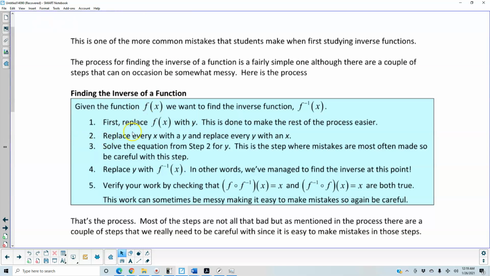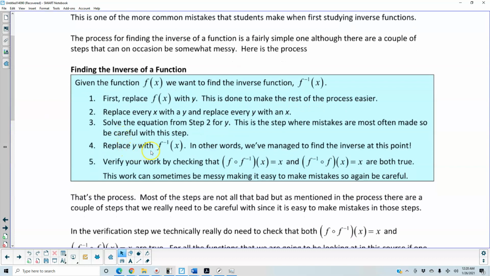Step number 2, we replace every x with a y and replace every y with an x. Number 3, solve the equation from step 2 for y. This is the step where mistakes are most often made, so be careful with this step. Number 4, replace y with f inverse of x. In other words, we've managed to find the inverse at this point. And then number 5, verify your work by checking f composite f inverse of x is equal to x and f inverse of f of x is equal to x are both true. This work can sometimes be messy, making it easy to make mistakes, so again, be careful.